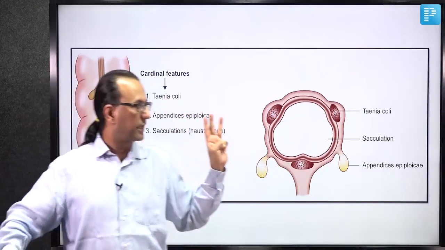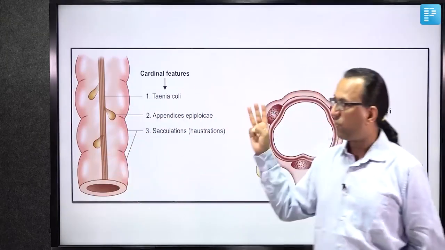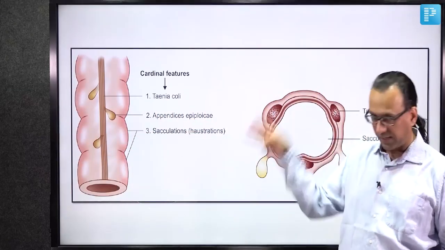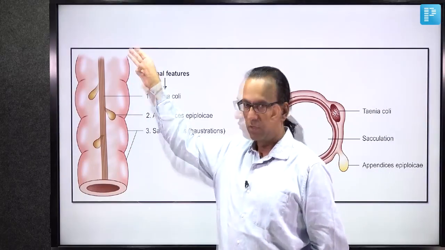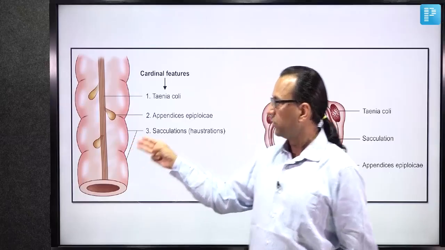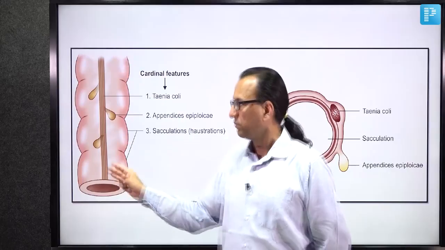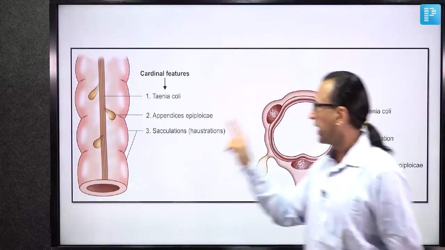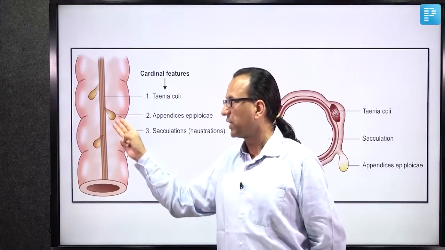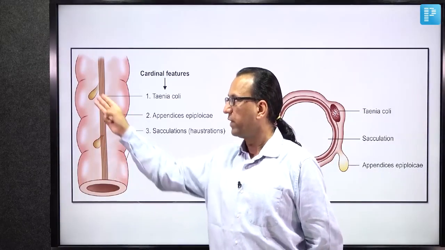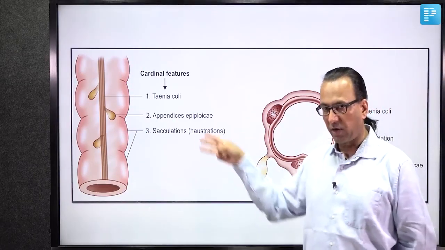Now, when you compare the small intestine with the large intestine, you'll have three things missing and three things present. So what are the three things missing in the large intestine? The large intestine does not have plicae circulares, no villi, no microvilli. And what are the three things present in the large intestine? Number one, alternate contraction and dilatation of the wall of the large intestine cause the haustrations or sacculations. Number two, there is a longitudinal thickening of the muscles forming three bands called the taenia coli. And number three, the appendices epiploicae, peritoneal pouches filled with fat related with the taenia coli. These things will be missing from the small intestine or stomach.